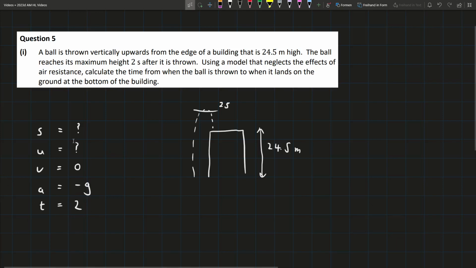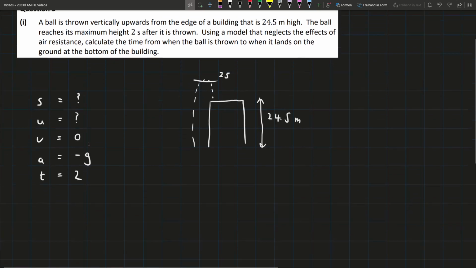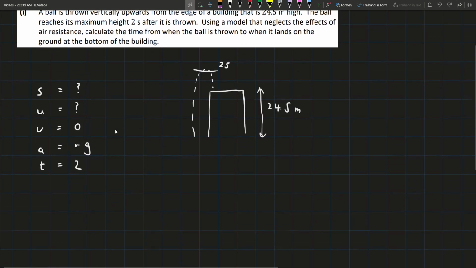So here we have an option. We could either find u or we could find s. Now, finding u isn't going to be very helpful because if we knew u, then we could figure out how long it takes to get up to the top. But we don't know how high it went up, so we can't actually figure out the total time it took. Because, well, I guess you could. Okay, you can do it both ways. I'll do it both ways just to demonstrate.